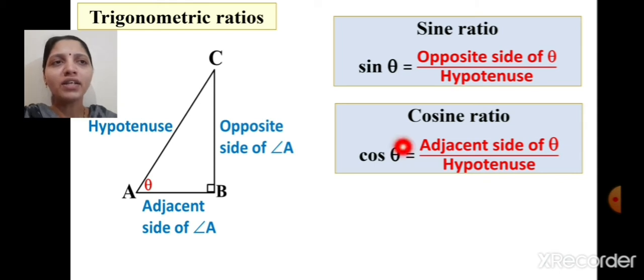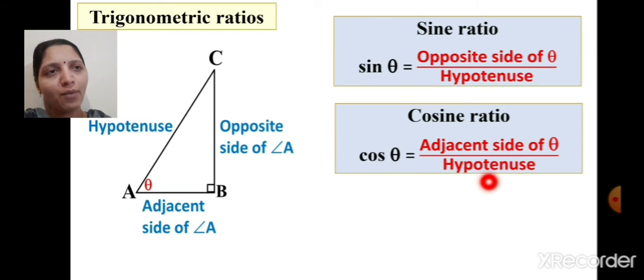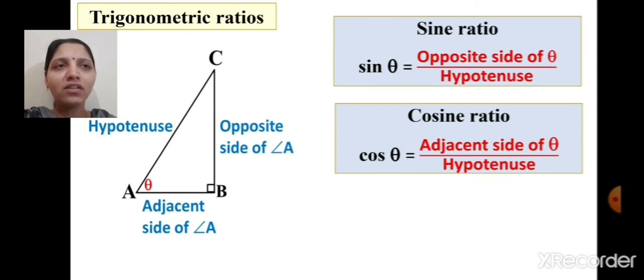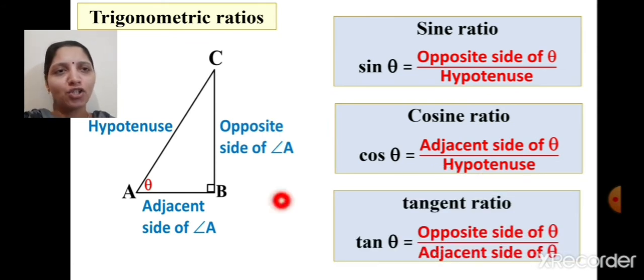Now cosine theta can be written as cos theta, that is equal to adjacent side of angle theta upon hypotenuse. And the third ratio is tangent ratio. It can be written as tan theta, and it can be measured as opposite side of theta upon adjacent side of theta.